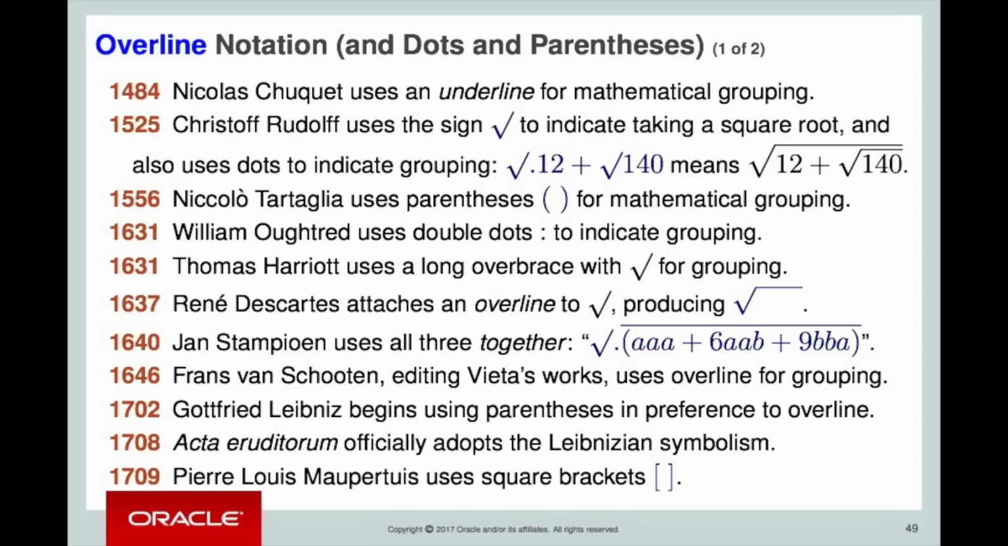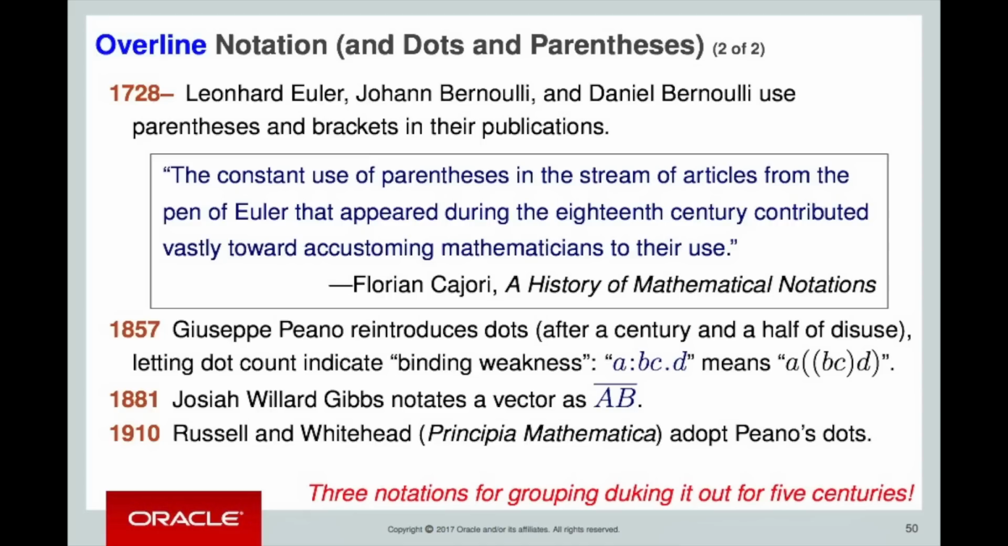The next year, Maupertuis uses square brackets in addition to or instead of parentheses. In 1728, Euler and the 2 younger Bernoullis started using parentheses and brackets exclusively in their publications, and Cajori comments, the constant use of parentheses in the stream of articles from the pen of Euler, he was very prolific, that appeared during the 18th century contributed vastly towards accustoming mathematicians to their use. So we can thank Euler that we've got parentheses now.